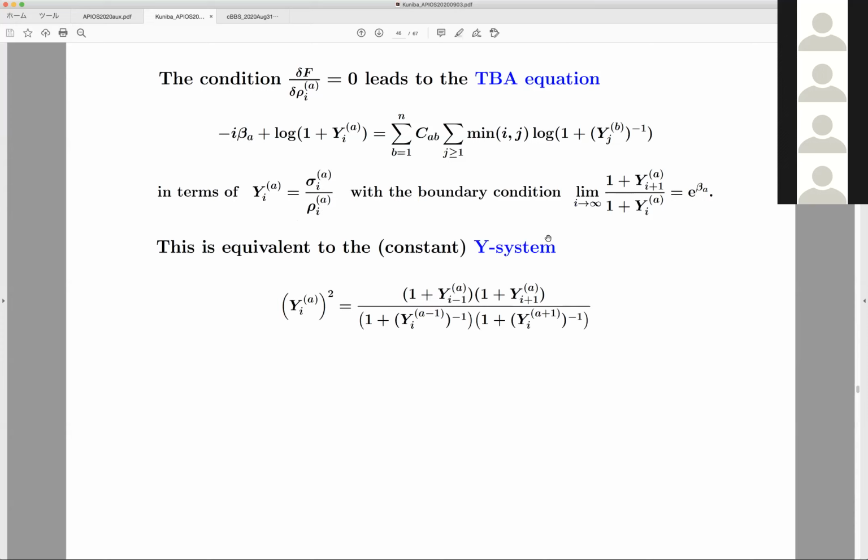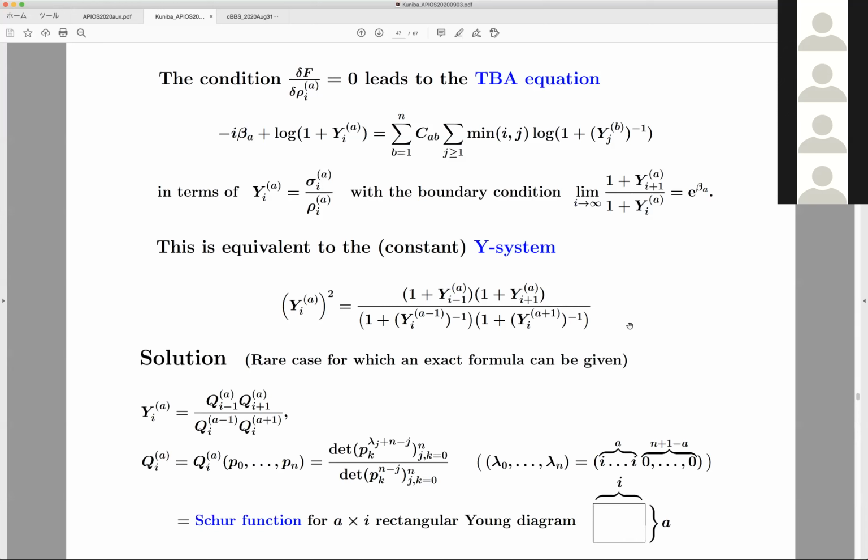And the answer is given by this. Sorry, this is just another form of this TBA equation. So you can take the exponential form of this one, and that reduces to this so-called constant Y-system. The full Y-system contains a spectral parameter as well, but in this setting we don't have a spectral parameter, and so this is just an algebraic equation, which looks pretty neat, doesn't it?